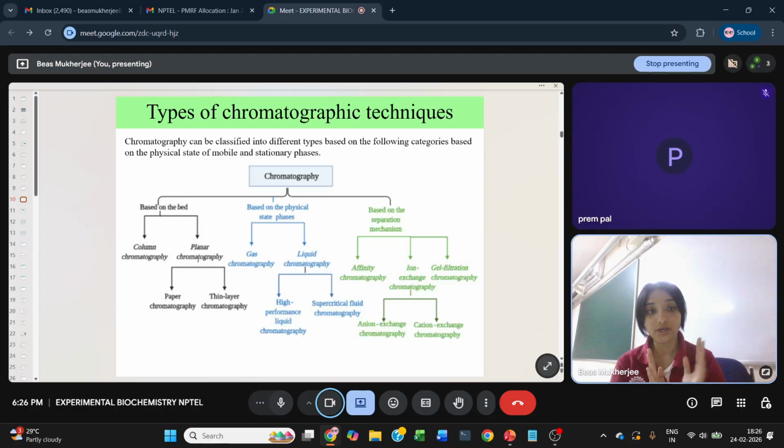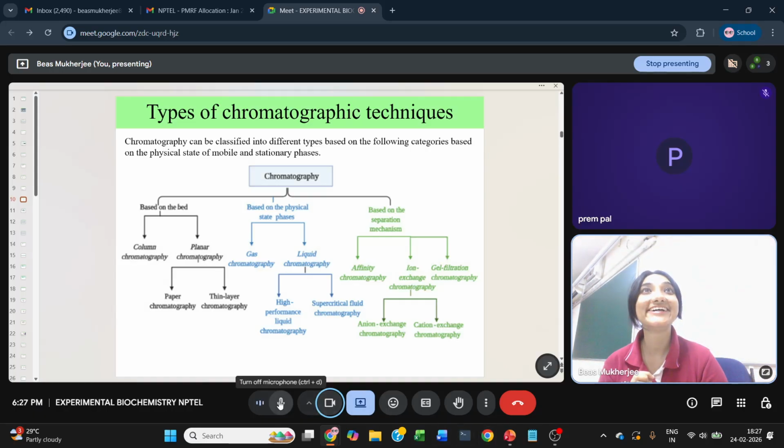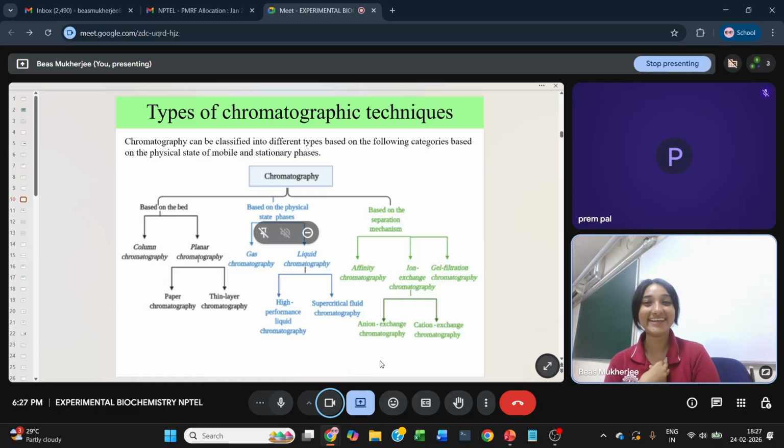In planar chromatography there is no column, there is only a sheet of paper. The examples are paper chromatography and thin layer chromatography. These do not have a column, they just have a sheet of paper. And in thin layer, you can see what this thin sheet is made up of. Next. Based on the physical state of phases, there is gas chromatography and there is liquid chromatography.